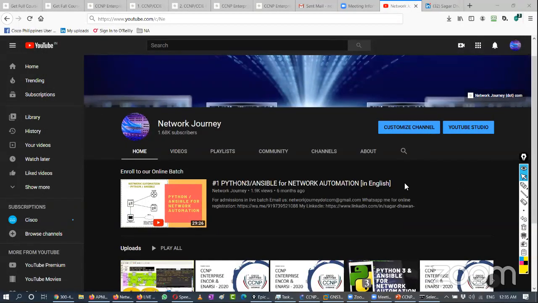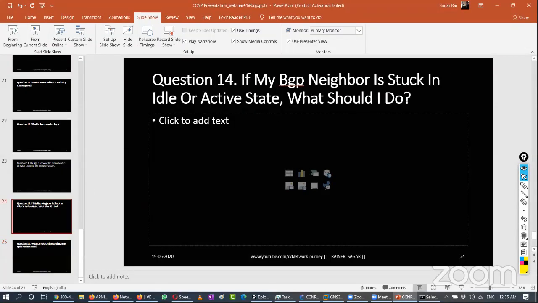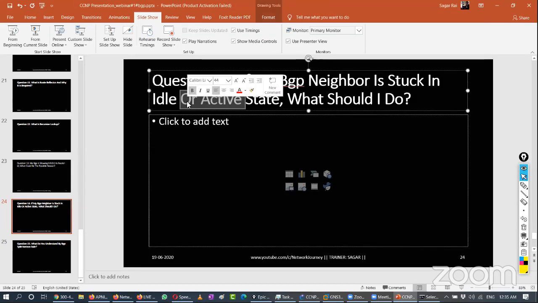Okay, question number 14. So what is question number 14? Question number 14 was when the neighbors are stuck in idle or active state. I told you the two states which are considered to be bad, right? The next states like open confirm, open sent, established are the good ones. So these are the two states where you see BGP is stuck and not going further. If anyone has any doubt, you can unmute yourself and ask me, or else I'll just wind up.